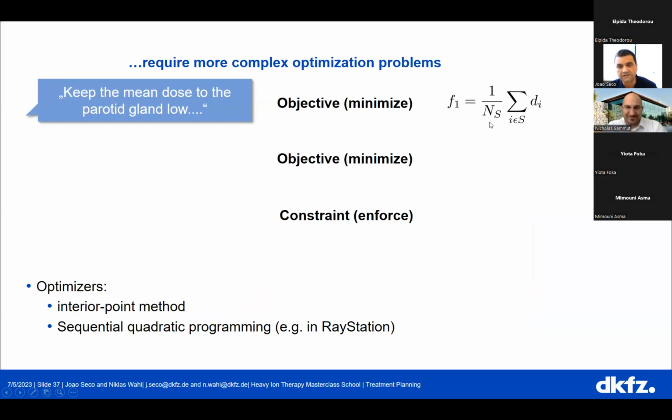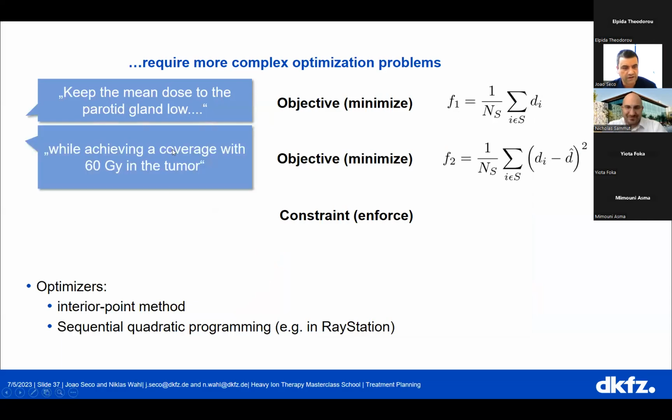I want to minimize the mean dose, keeping the mean dose of the gland low. An alternative is to achieve coverage with 60 gray. So a 60 gray coverage means I want to minimize this quadratic function, where the D hat would be 60 gray, and minimizing this quadratic function will push you to a mean that achieves 60 gray coverage.